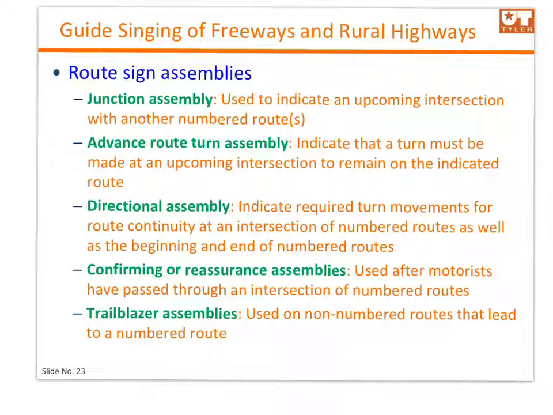The directional assemblies indicate the required turn movements for route continuity at an intersection of numbered routes, as well as at the beginning and the end of the numbered routes. There are also some assemblies that we see after we go through a big intersection. Those we call confirming or reassurance assemblies. Those are used after motorists have passed through the intersections of numbered routes, just to tell them that yes, you are still on the right route. The last one is the trailblazer assemblies, and those are used on non-numbered routes that lead to a numbered route.